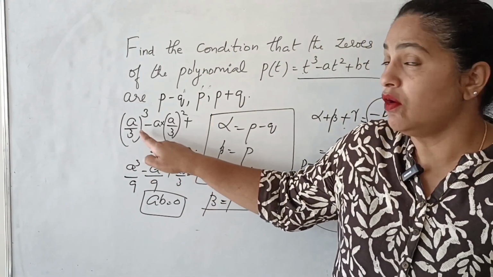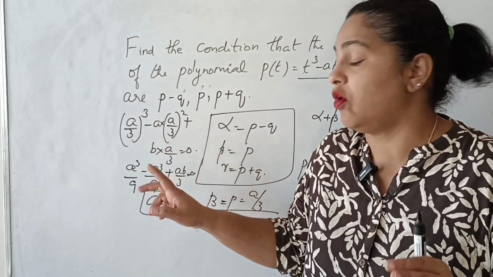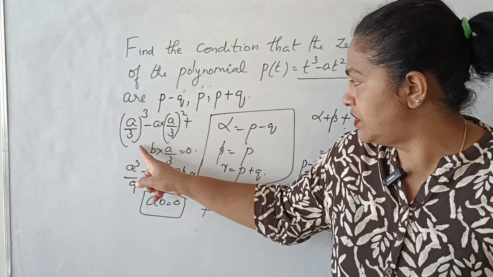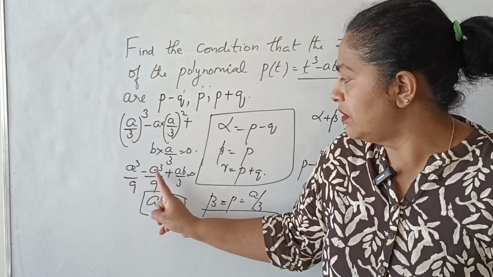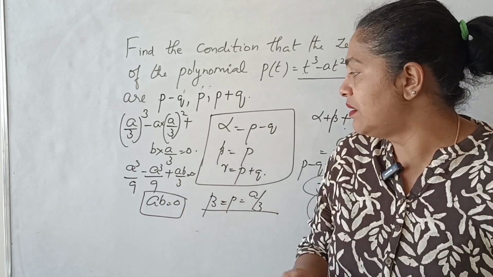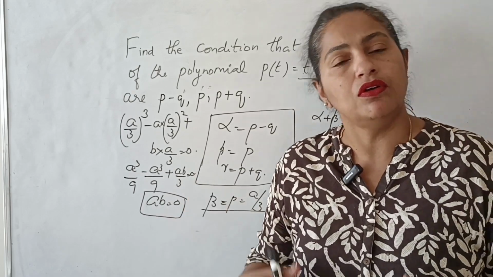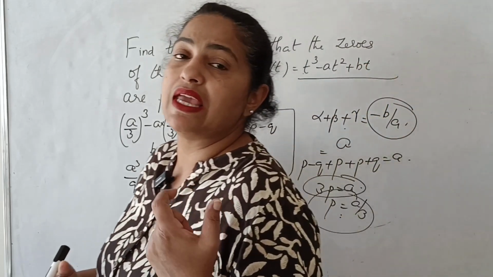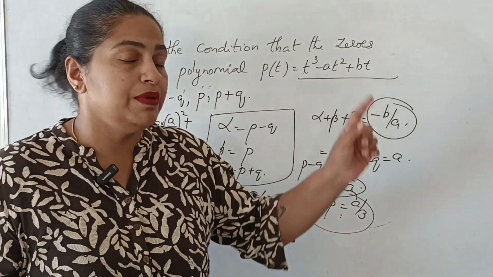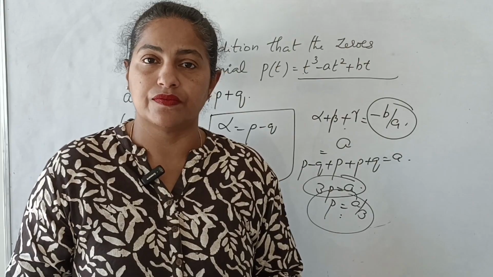Here you can see how I have substituted the value of p is equal to a by 3 in the given polynomial. So when I am substituting it over here, this is what I am getting. So a cube by 9 and a cube by 9 will get cancelled, leaving me with ab by 3 is equal to 0. So when I am cross multiplying, I will get ab is equal to 0. So the condition is that a into b is equal to 0.